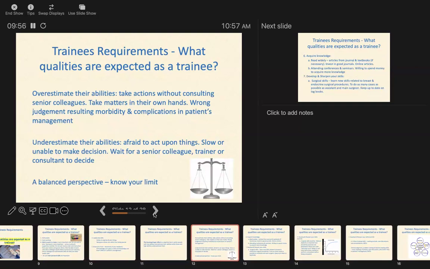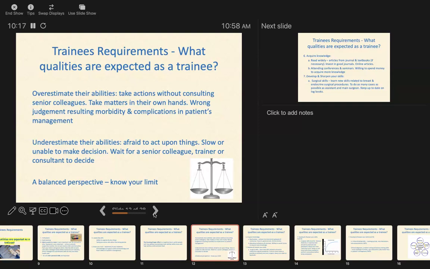So what happened? You may take actions without consulting the senior colleagues. You may take matters into your own hands and end up having a wrong judgment on the patient, resulting in morbidity and complications. Patient management is terrible and can lead to medical legal issues. On the other hand, you actually could, but you're so scared to take action.